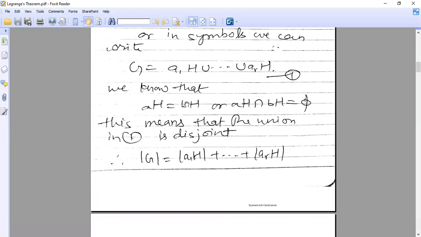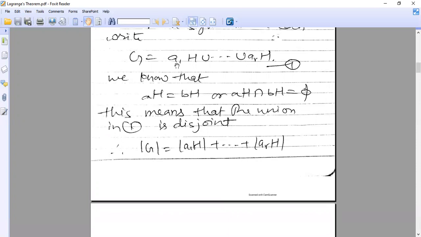This result we have already proved in those properties: if you have two left cosets AH and BH, then either AH is equal to BH, that means they are the same, or AH intersection BH is equal to phi. There is nothing in the intersection of these two cosets. So this means that the union is disjoint. That means the order of both sides is equal. Only when the union is disjoint can we say that the order of both sides is equal.